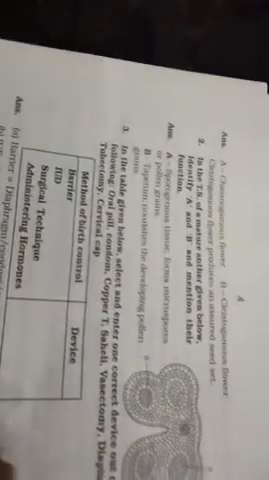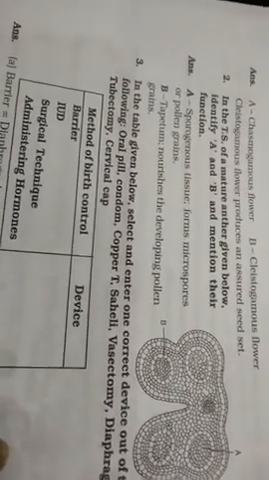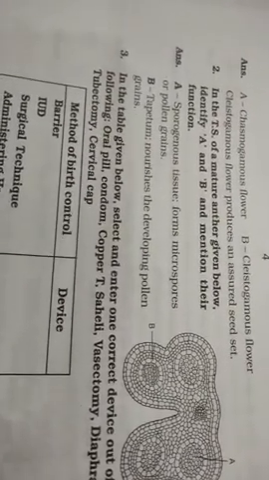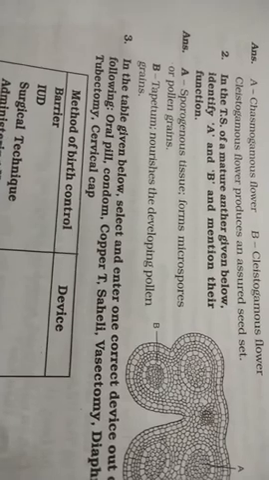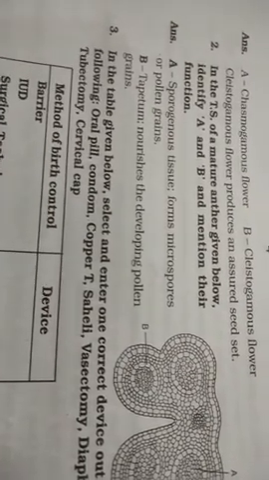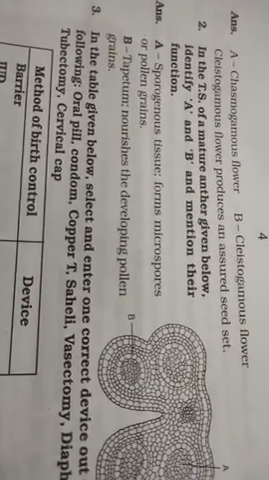Now let us come to the next question. The answers are also there, as I had told you, I'll be sharing the complete thing. So A is chasmogamous flower, B is cleistogamous flower, and the next answer is cleistogamous flower produces an assured seed set.